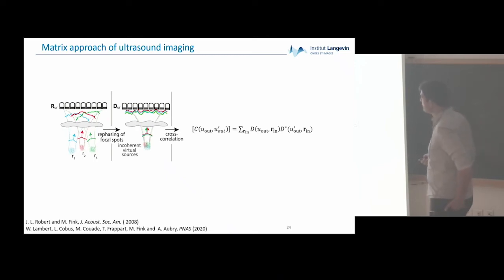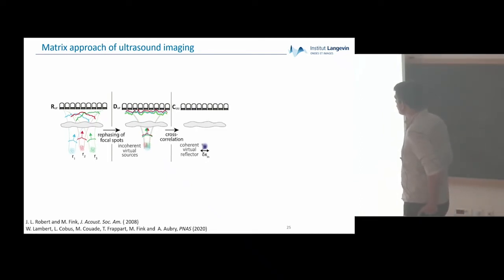And here is where the cross correlation of your distortion matrix coefficients comes in. So you build a cross correlation between the input focusing points. It's not a cross correlation over time, but between the different transducers, u_in and u_out. Okay, so if you build this covariance matrix, it is analogous to a reflection matrix with a coherent virtual reflector whose size is limited by the initial aberrated focal spot.